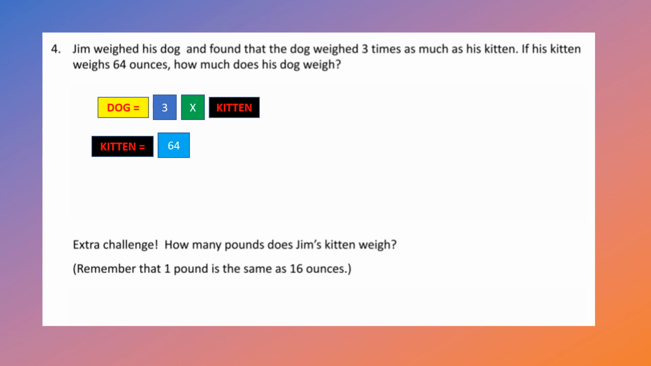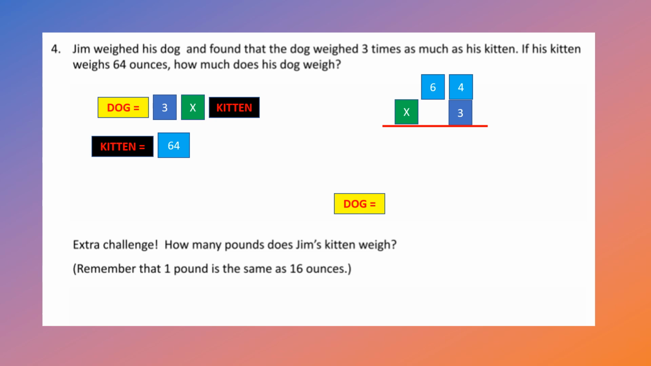So I wrote down notes that tell me everything as far as the information that I found in my word problem. And I can use that information to figure out how much the dog weighs. So dog equals 3 times kitten. So if kitten equals 64, then I can find the weight of the dog by multiplying 3 times 64. All right, well, let's set it up. My big number should be at the top. So 64 times 3. All right, I'm going to multiply 64 times 3.